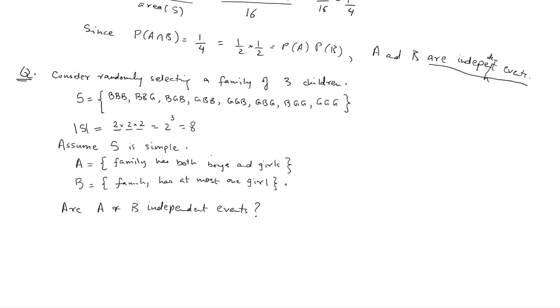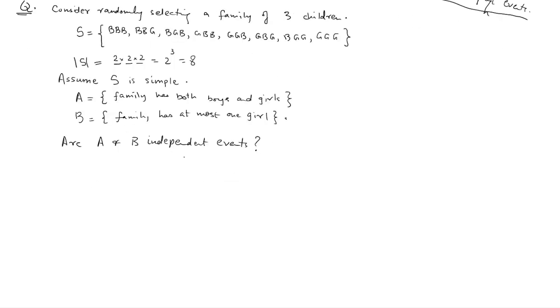It's not easy to say that if a family has both boys and girls, then this will not influence the other event that the family has at most one girl. It's not intuitively obvious. Okay. So let's do it the stochastic way. Let's do it the proper way.